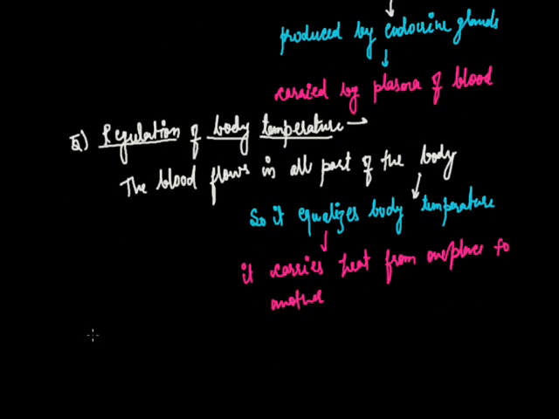The sixth function of blood is water balance. The blood maintains water balance at a constant level by distributing it uniformly in the body.